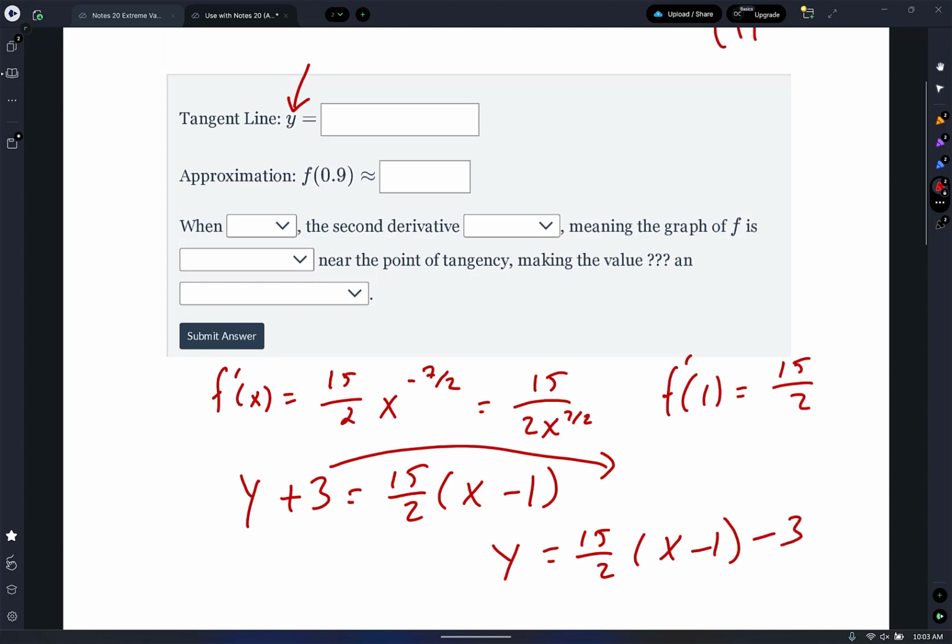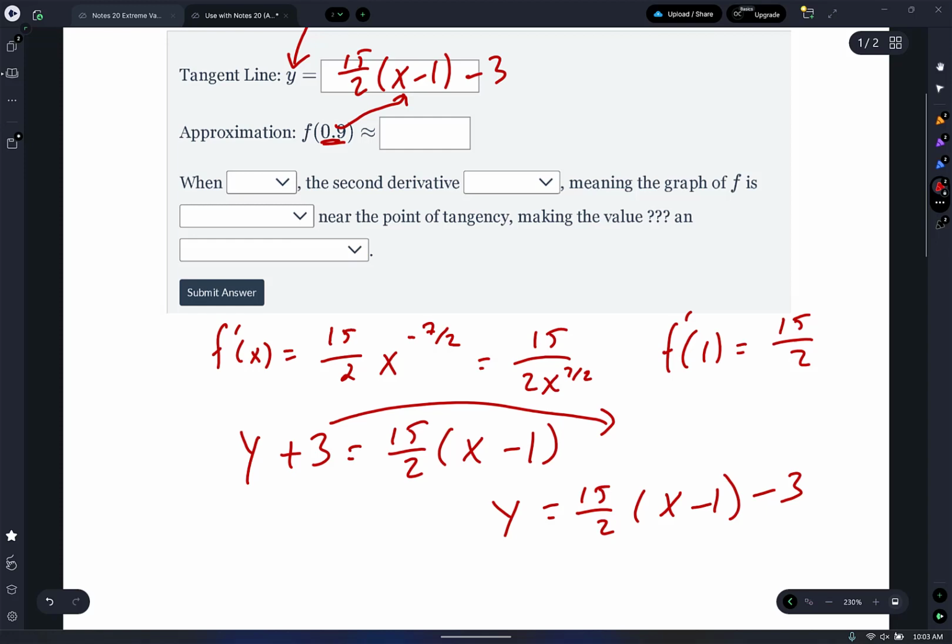That's what I would type in here. 15 over 2, parenthesis, x minus 1, minus 3. I don't remember if the answer key has it like that as well. They might. I don't think they distributed it because they want f of 0.9, so their answer key probably has that 0.9 immediately substituted in there.